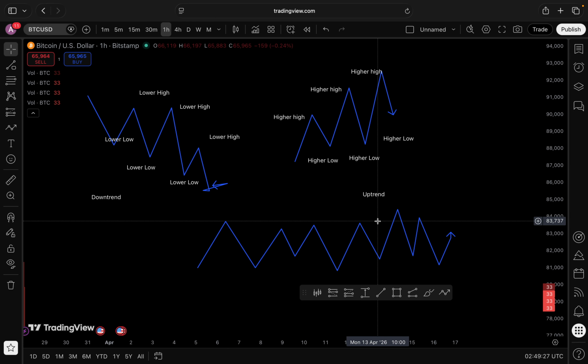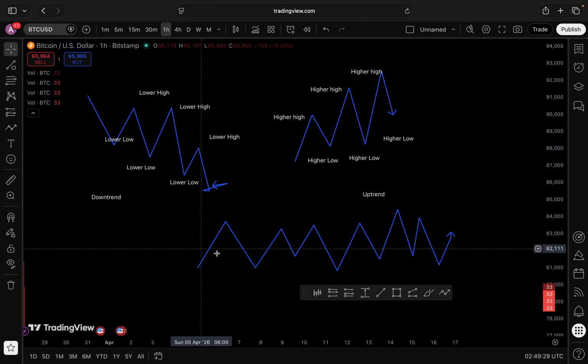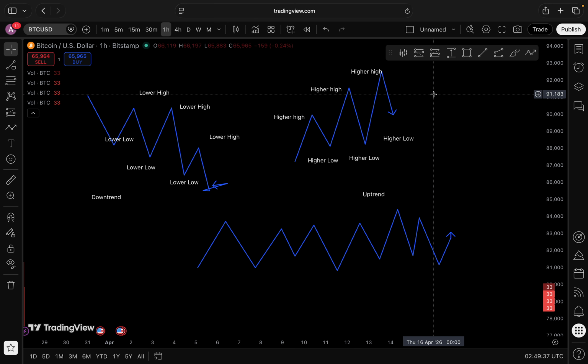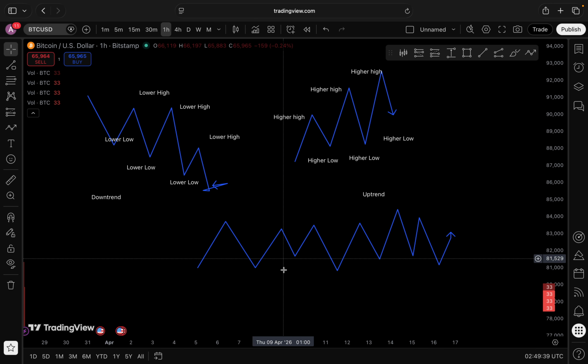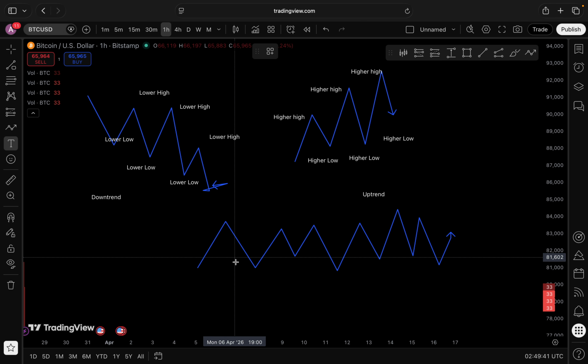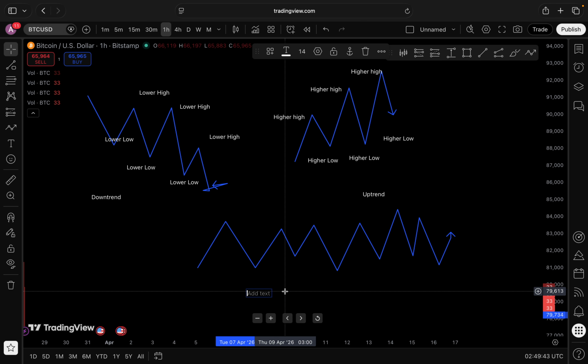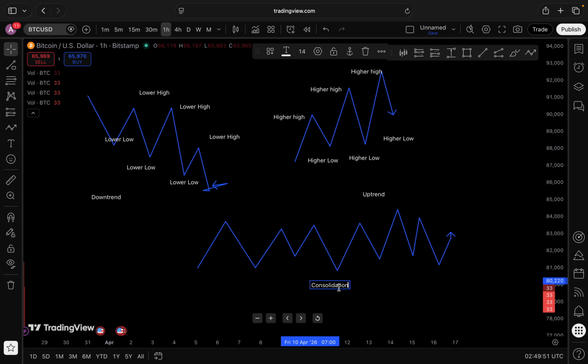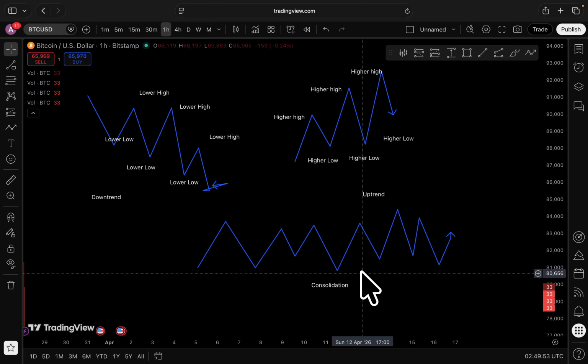This is consolidation. Why is this consolidation? I'm going to tell you why it's consolidation. Because it's consolidating. It's not going nowhere. So this would be consolidation. Consolidation, if I spelled that right. Face that, looking at. All right, this is consolidation.